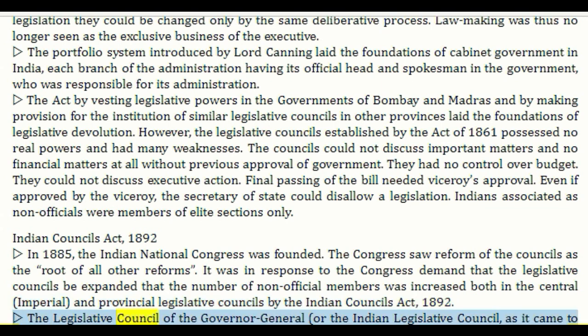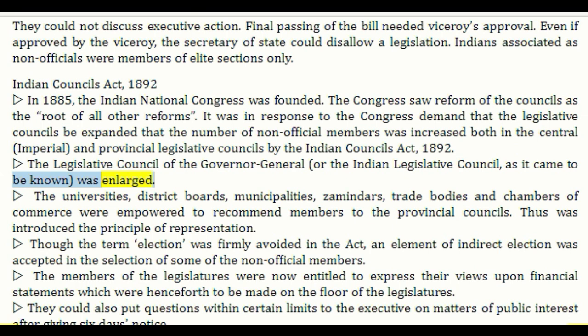The Legislative Council of the Governor-General, or the Indian Legislative Council, as it came to be known, was enlarged. The universities, district boards, municipalities, zamindars, trade bodies, and chambers of commerce were empowered to recommend members to the provincial councils. Thus was introduced the principle of representation. Though the term election was firmly avoided in the Act, an element of indirect election was accepted in the selection of some of the non-official members.